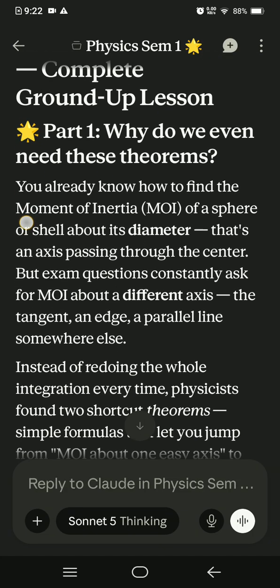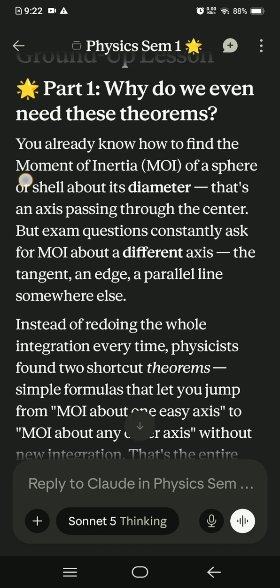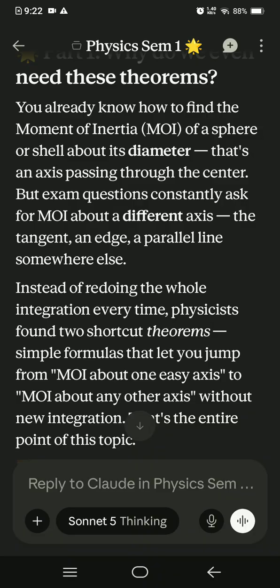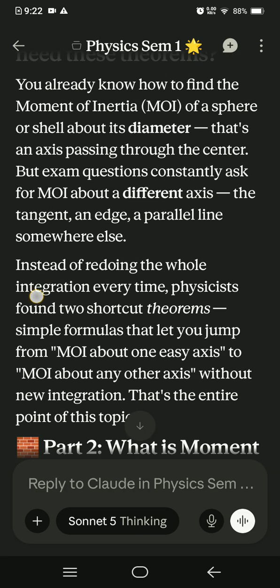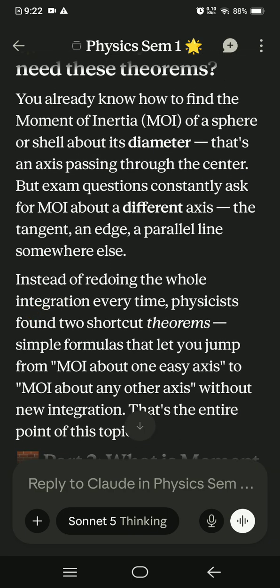Instead of redoing the whole integration every time, physicists found two shortcut theorems, simple formulas that let you jump from MOI about one easy axis to MOI about any other axis without any new integration. That's the entire idea.